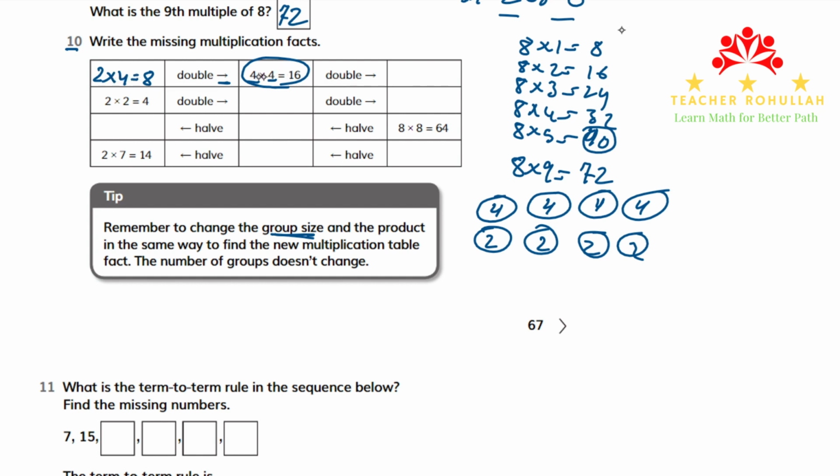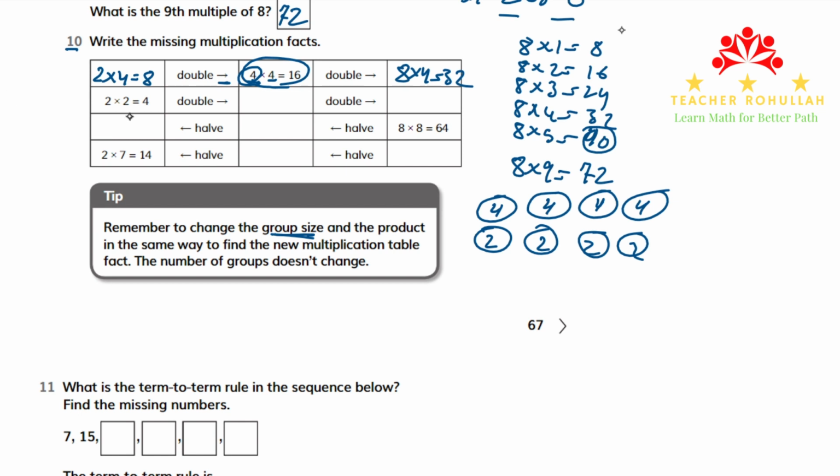Now again, this one is doubled to get the next number in the grid over here. Again, we do not double the number of groups. We double the group size. So if we double the group size, which is 4 here, we get 8. 8 times 4 is 32.